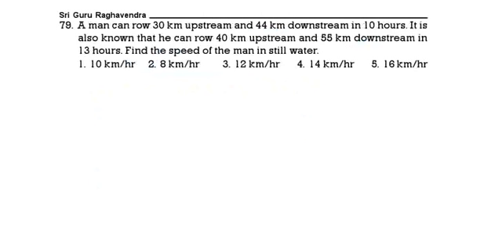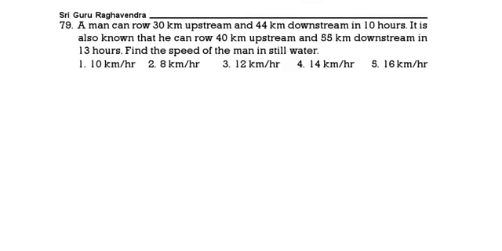Next question. A man can row 30 kilometers upstream and 44 downstream in 10 hours. Also, he can row 40 upstream and 55 downstream in 13 hours.